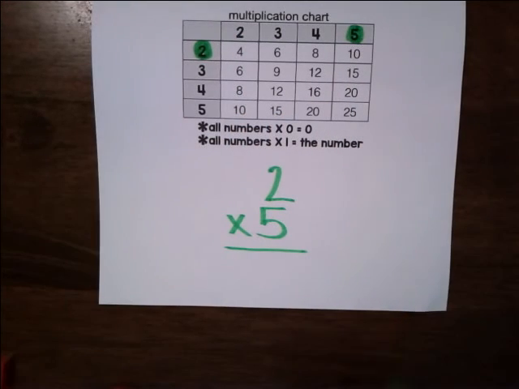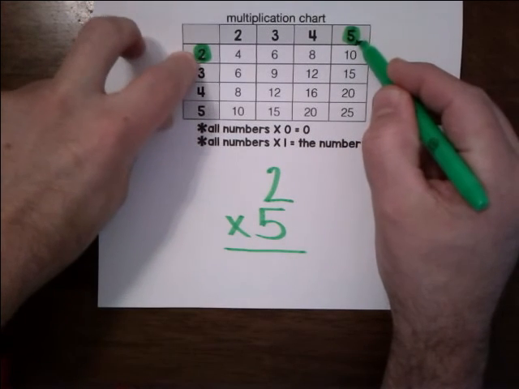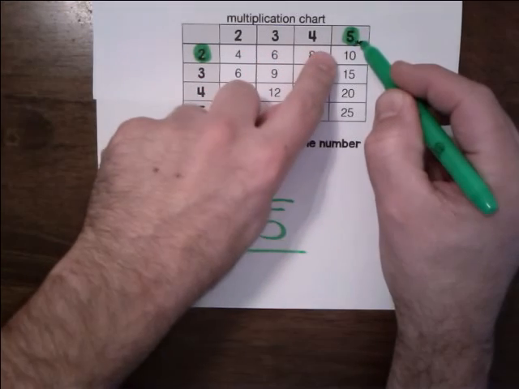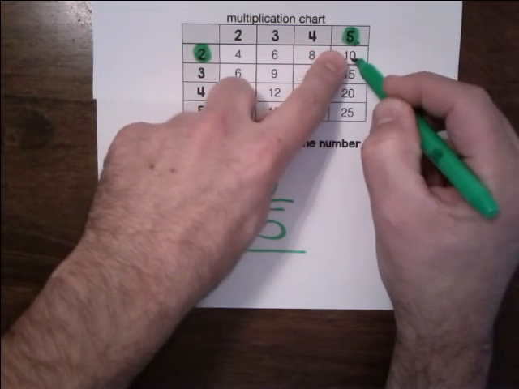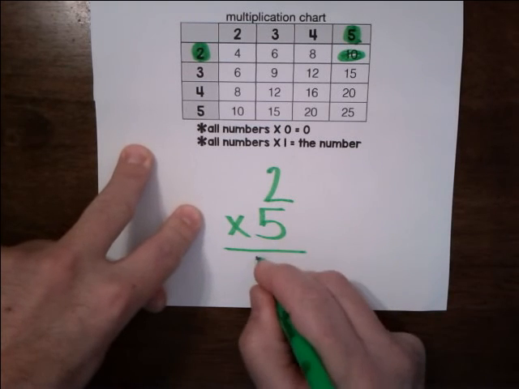And again, I'm going to highlight it. You're not going to have that option when you're doing the Nearpods, but I'll show you in a video how you can use your finger to do that later on in the week. So I have 2 highlighted. I have 5 highlighted. I'm just going to bring my finger that's on the 2. I'm going to bring it across till I get to that 5 column. Come down. I'm going to touch. I just found my answer. 2 times 5 is 10.